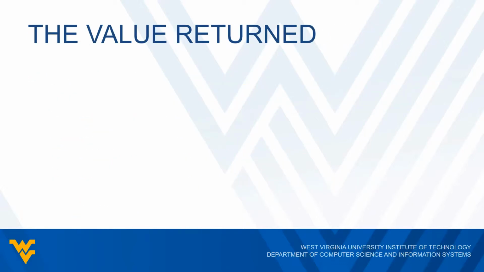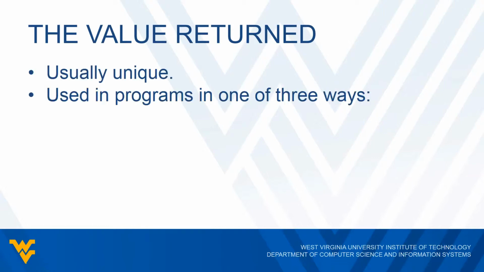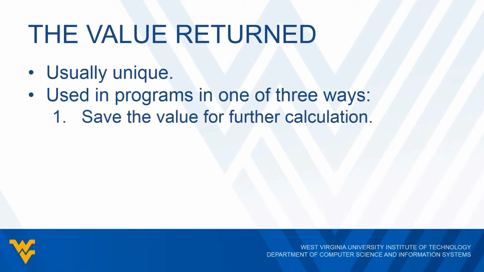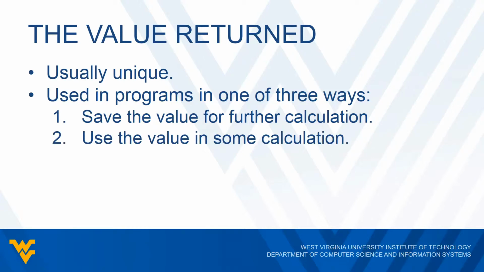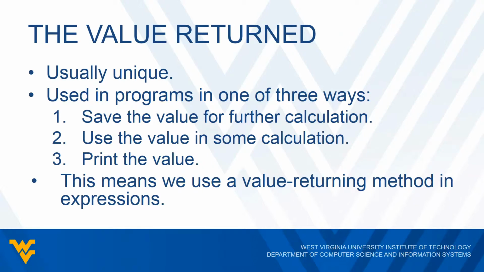Now, the value that we return is usually unique. And once we've gotten our result, the value is used in one of three different ways. We can either save it for some future calculation, we can use it for some current calculation right away, or we can simply print the value. This means that we can use a value returning method in our expressions. We haven't done this really at all just yet, but the point is, since our method is going to return some value, we can actually include methods in our expressions.